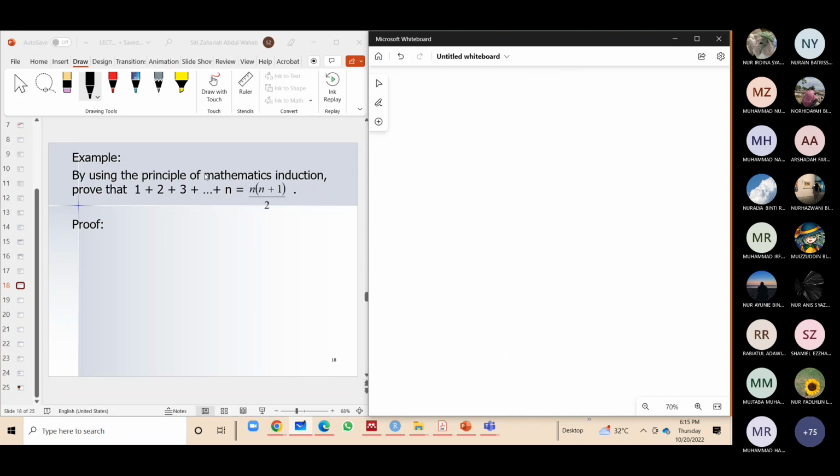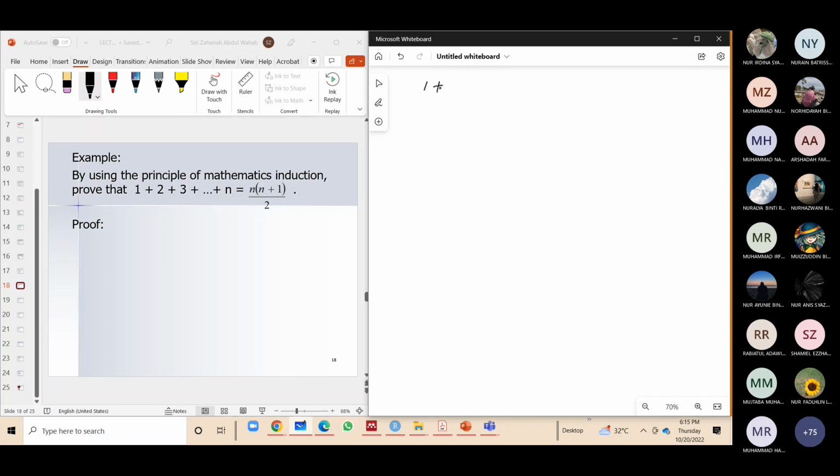By using the principle of mathematical induction, this is the induction method. Prove that 1 plus 2 plus 3 plus ... plus n equals n times (n plus 1) over 2. For this induction method, there are 3 steps that you have to show. You cannot skip any step. If you skip one step, you will get it wrong. You will get less marks.